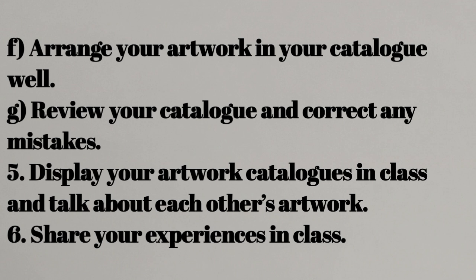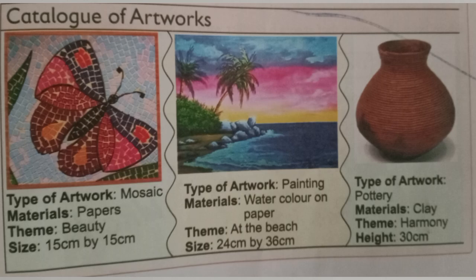Now, as you can see on my screen there, I have displayed an example of a catalog that is created. For example, the first one you can see we have there the image of a butterfly. So the type of artwork is mosaic there, so that's the first component. Then we have the materials used was papers. The theme, it's about beauty. Then the size is 15 centimeters by 15 centimeters.